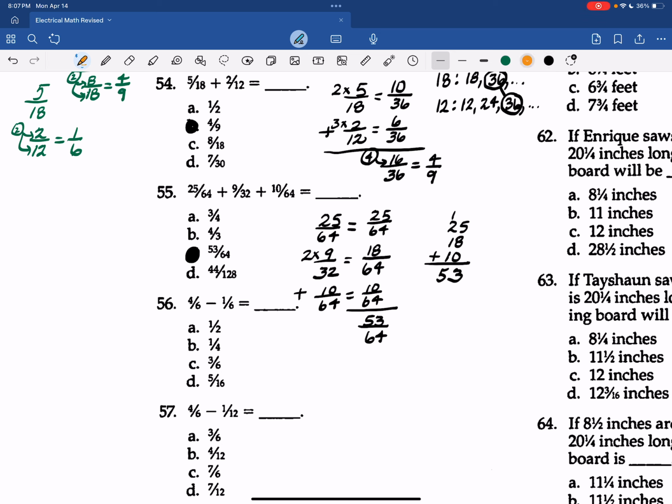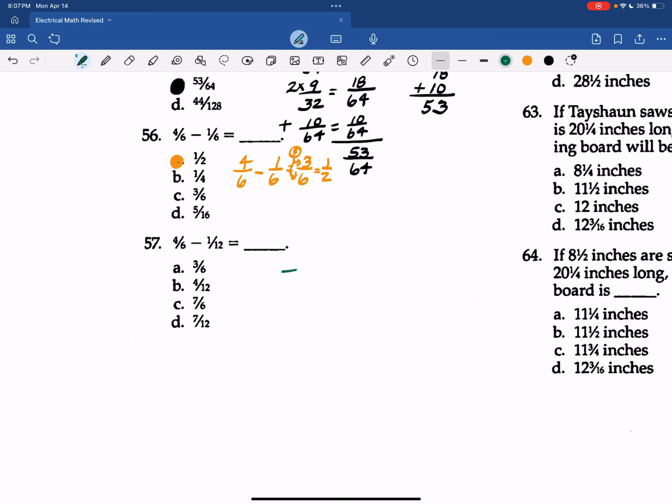And I'm going to change colors just so this doesn't all run together. 4/6, I cannot say that word, sorry, minus 1/6 is 3/6. And we reduce that by 3 to get 1/2. So lowest terms is 1/2.